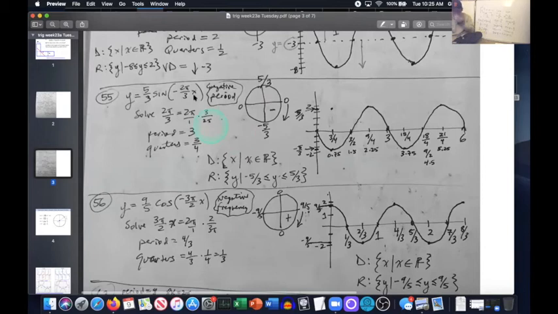All right. Now, when you have a negative period, just go in the negative direction. Again, this is one of the reasons why the unit circle is helpful.